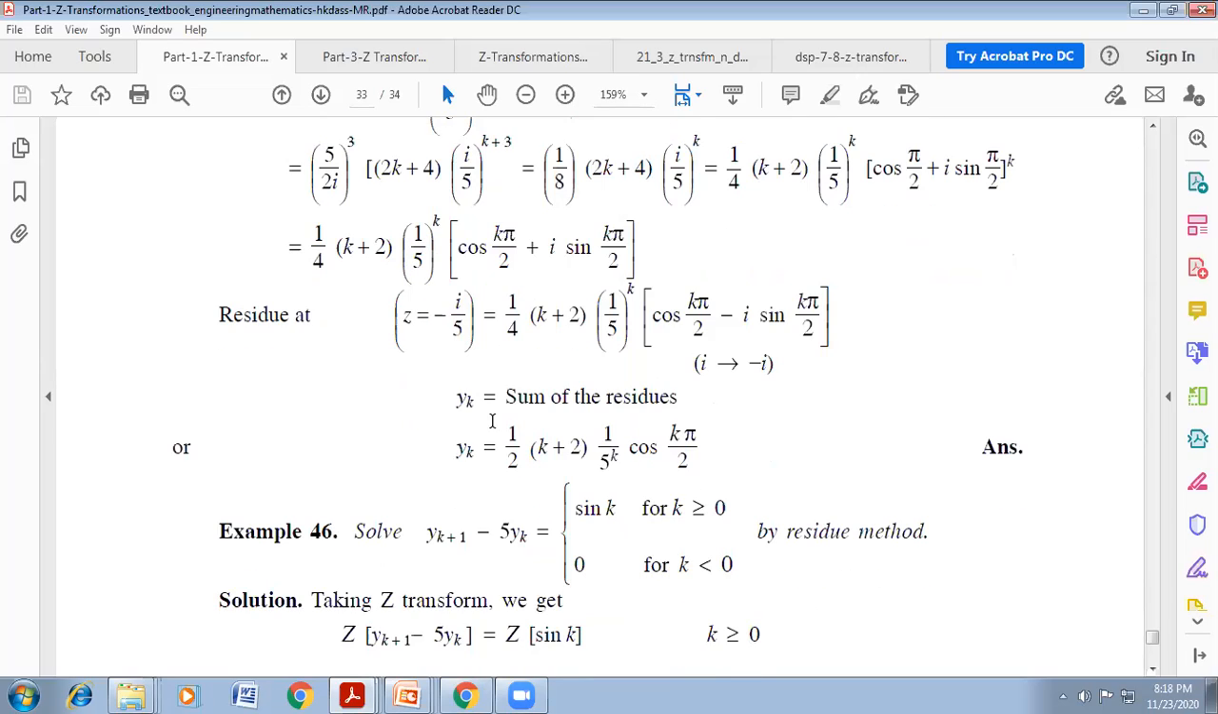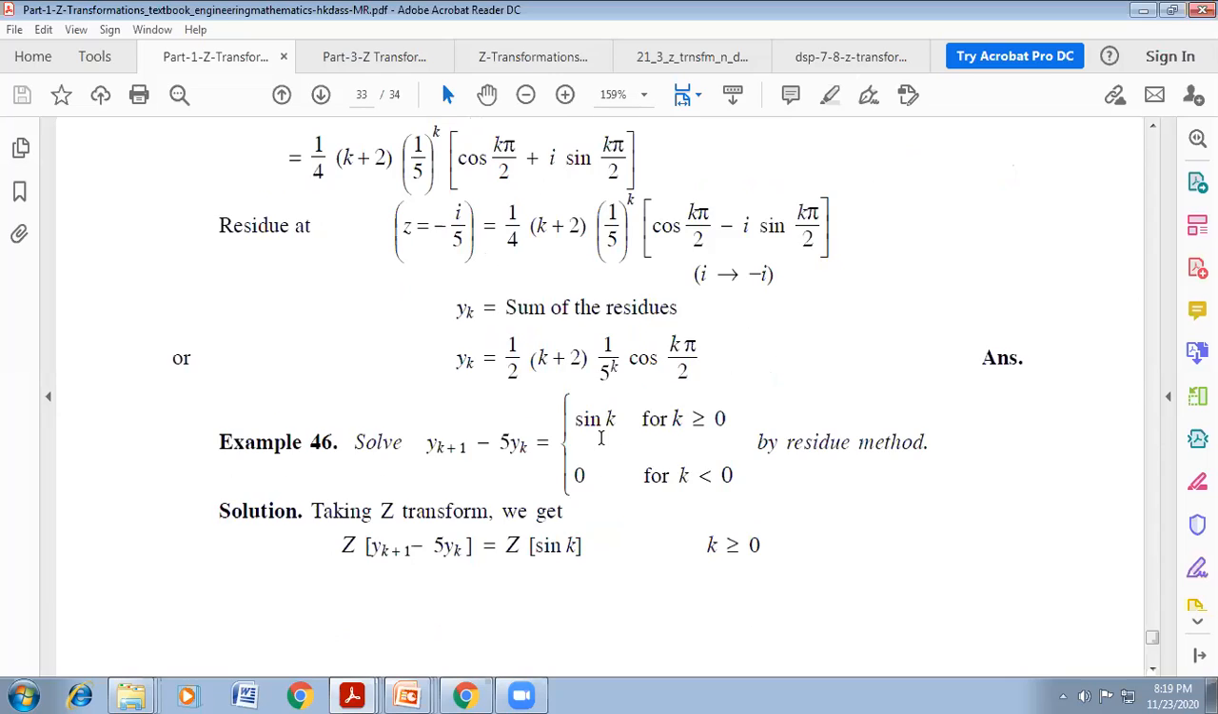So y_k will be the sum of the residues. This is one residue here, and this is the other residue. So what will the sum be? The sum will be 2 times this, 1/5 to the power k. If we take common factors, the sign will be cancelled, and cos(kπ/2) will be a single cos(kπ/2), with 2 and 4 cancelled. This will be the result.